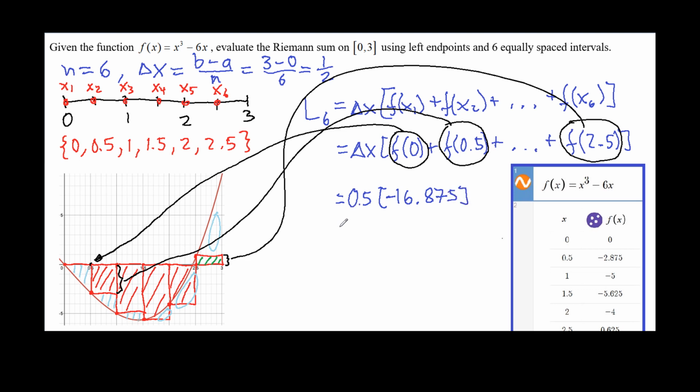Multiplying this by 0.5 means I'm halving the value, so I get negative 8.4375. And with our discussion on too little and too much area, we note that this value must be an underestimate. Now we have found the Riemann sum of the given function on the closed interval from 0 to 3 using left endpoints and 6 equally spaced intervals.